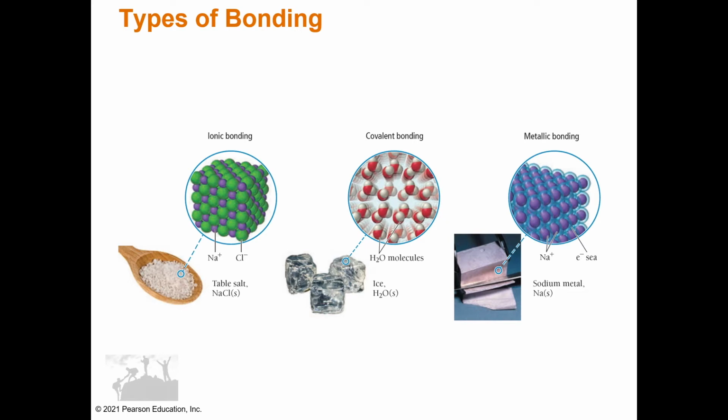Here's a really nice picture showing the three different types of bonding. We've got ionic bonding here with our crystal lattice of alternating cations and anions. For covalent bonding, you see individual H2O molecules. And with metallic bonding, all of these are Na+ ions because we're looking at a sodium piece of metal. And electrons are going to flow through this metal, and we call that the electron sea.